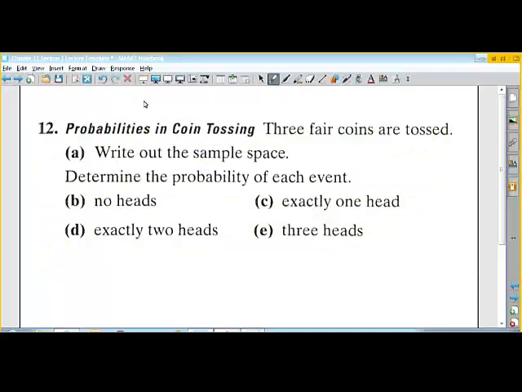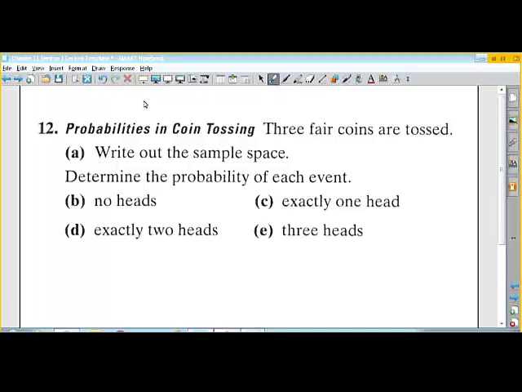Okay, so let's just do a few more problems like you're going to have for homework. We're going to do the possibilities of tossing coins. Three fair coins are tossed. Write out the sample space. Determine the probability of each event.